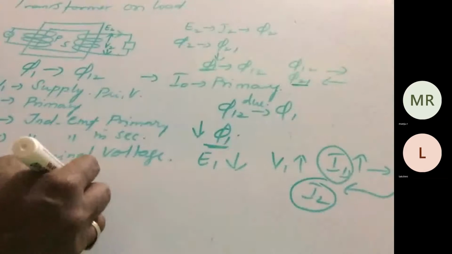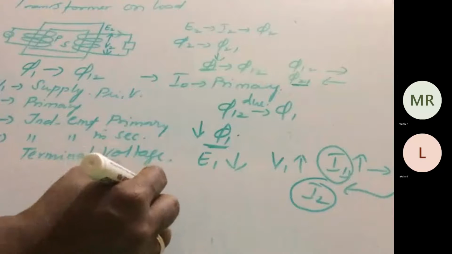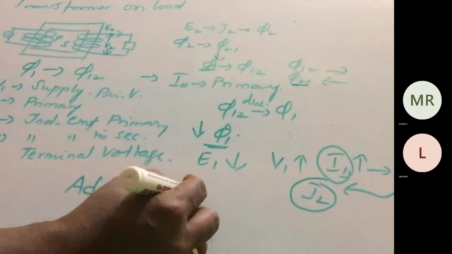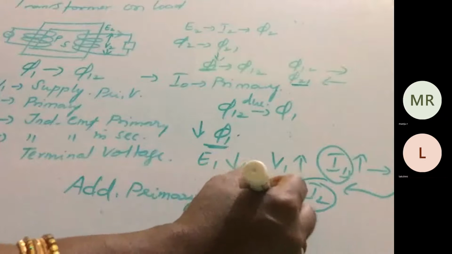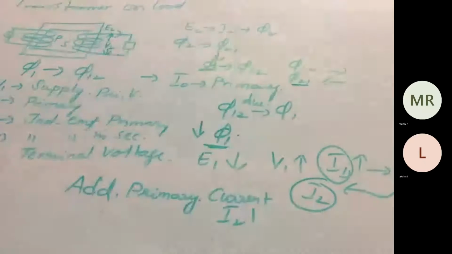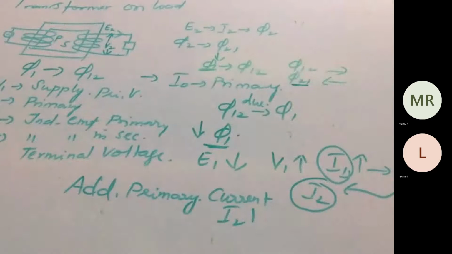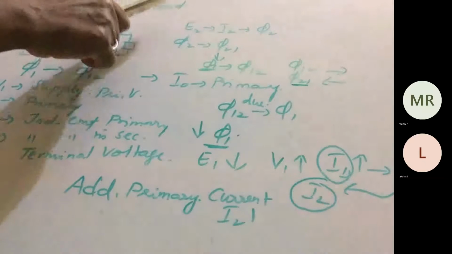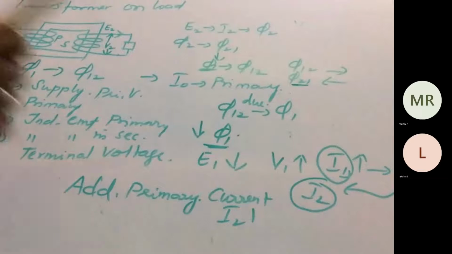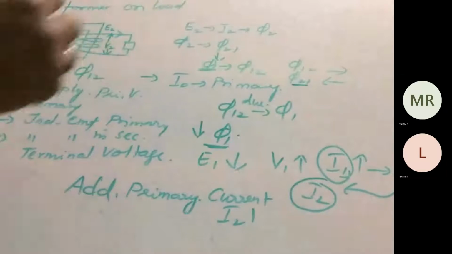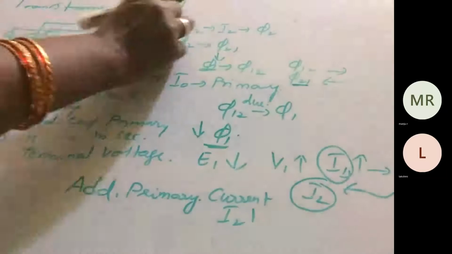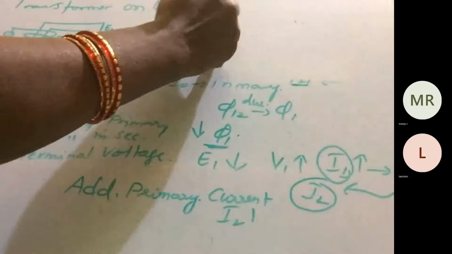So we can say additional primary current will be in the primary circuit because of I2. That additional primary current is taken as I2 dash. Now it's clear? Already the primary has the no load current, I0, and the additional primary current because of I2, that is I2 dash. So now we can take the total current in the primary: I1 equals I0 plus I2 dash.